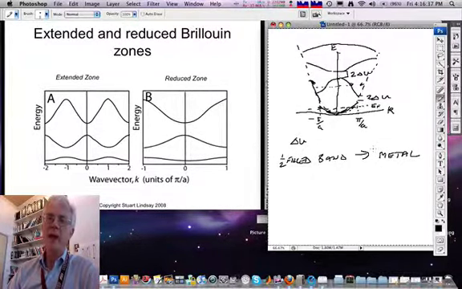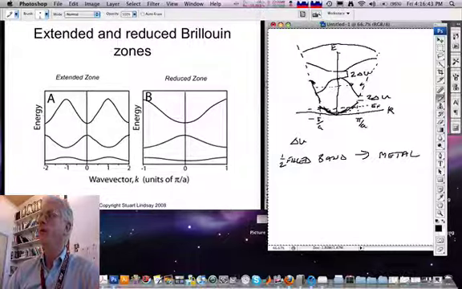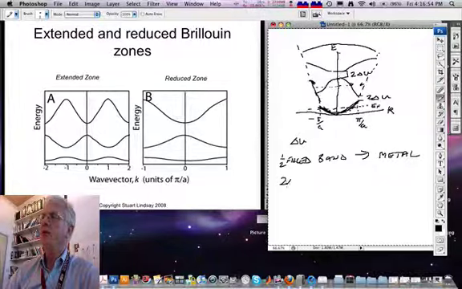Now, what happens if we have 2 electrons per lattice point? And so we have to fill up all of the available k-states. We fill up to the edge of the band. We now have a full band. Well, what happens next depends on the value of 2ΔU. If 2ΔU is very much greater than kT, we have an insulator.